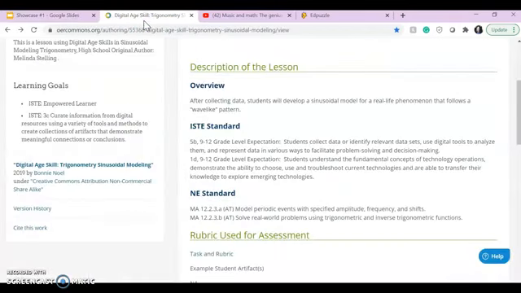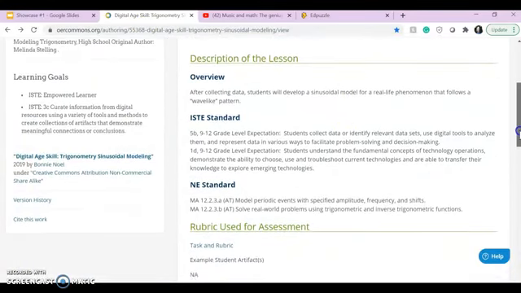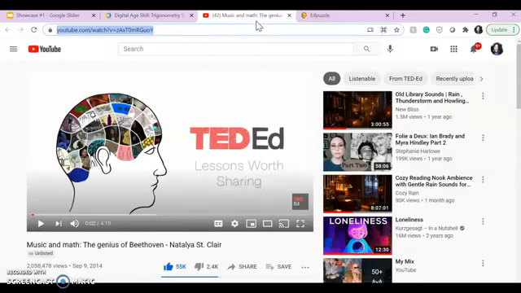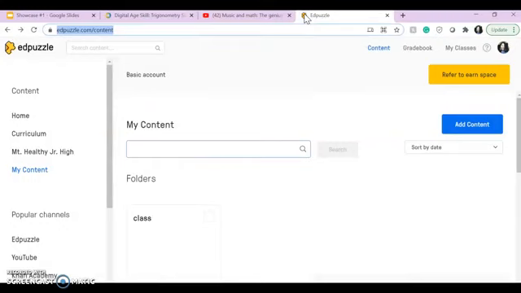So, this is the lesson plan I chose. And in this lesson plan, in the introduction, it says the hook attention getter is music and math, the genius of Beethoven. This is the video. It's a very interesting video, and I think a lot of students, if they would do this lesson, they would choose music. So this is Edpuzzle.